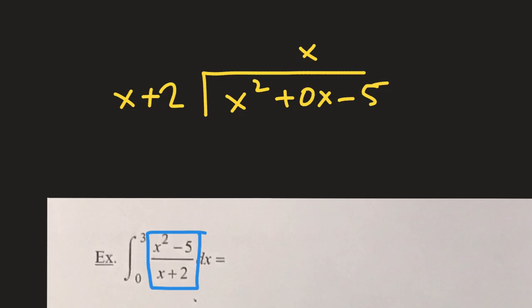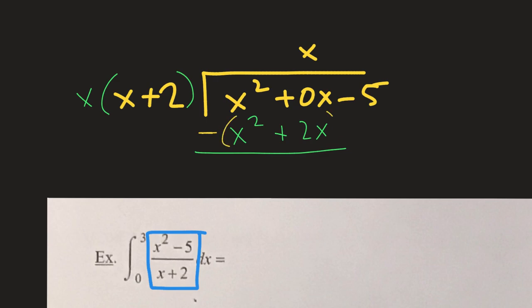Okay, so this is our algorithm for doing long division. So that means we have x squared plus 2x, right? And then we have to subtract the second line from the first line. x squared minus x squared, that's 0, exactly what we want. And this is minus 2x, and we bring down the minus 5.